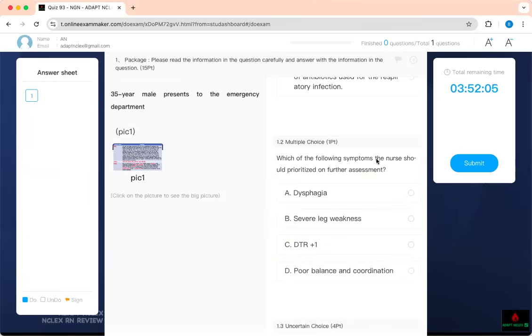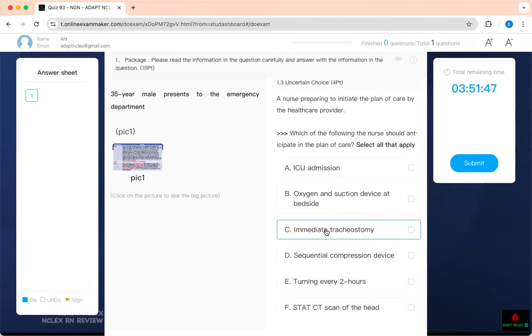Which of the following symptoms should the nurse prioritize on further assessment? The prioritization for this problem is always airway. Their severe weakness is not the priority. Their decreased reflexes are not the priority. Their balance problem is not the priority. Airway is always the priority.